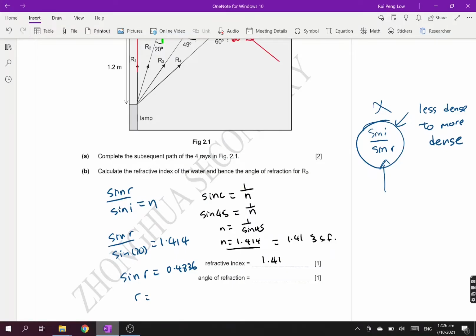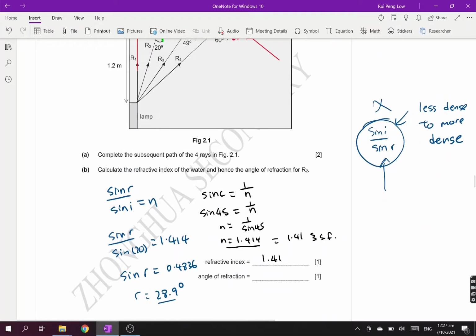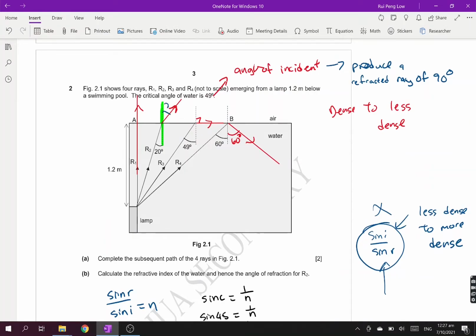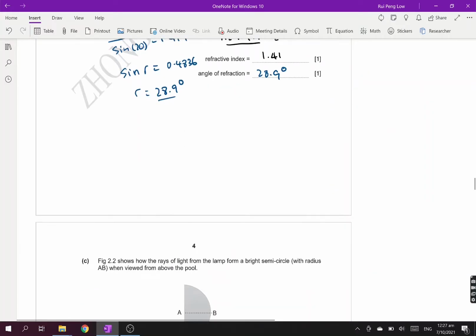Okay, sorry, there was some technical glitch. So sine inverse of 0.4834. Okay, R is 28.9 degrees. So the angle of refraction is 28.9. So this angle here is 28.9. Alright, so let's move on.